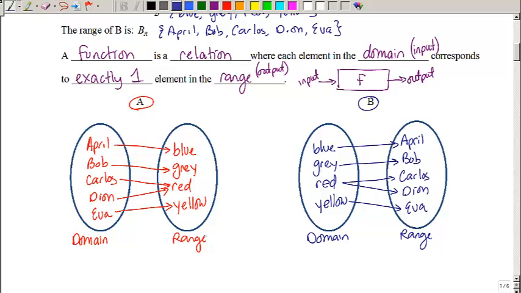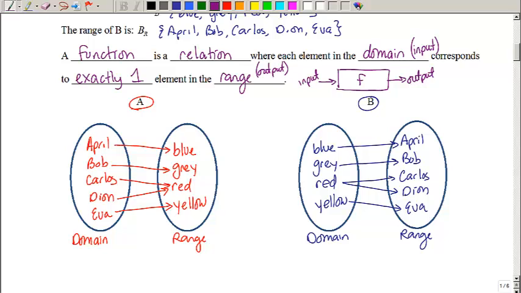Well, certainly it is, because I have a set of ordered pairs. That's not a very interesting question. The more interesting question is: is relation A a function? Well, let's go back to the definition of a function. A function is a relation where each element in the domain, every input, corresponds to exactly one element in the range.